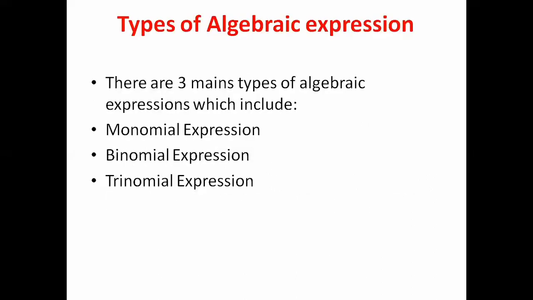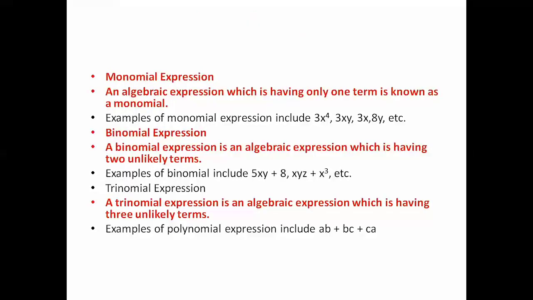Let us understand types of algebraic expressions. There are mainly three types of algebraic expressions. First is monomial expression, second is binomial expression, third is trinomial expression. As the word signifies, mono means one, a single term. An algebraic expression which is having only one term is called a monomial. For example, 3x raised to the power 4, 3xy, 3x or 8y. These are some of the examples of monomial expression.